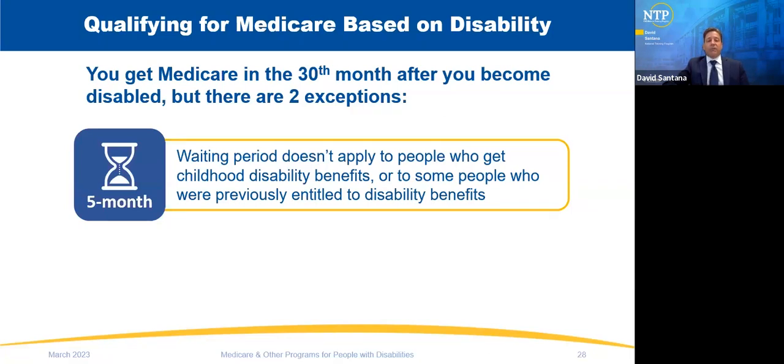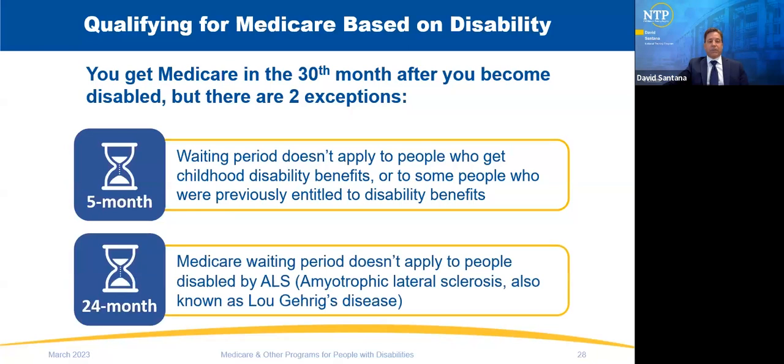And also, those individuals who were previously entitled to Social Security disability benefits in the past 5 years and then reapply, that 5-month waiting period will not apply to them. Also, individuals who are diagnosed with amyotrophic lateral sclerosis, or ALS, do not have to wait the 24 months before they get Medicare. So the moment they start getting the Social Security benefits, they will also be automatically enrolled in Medicare.